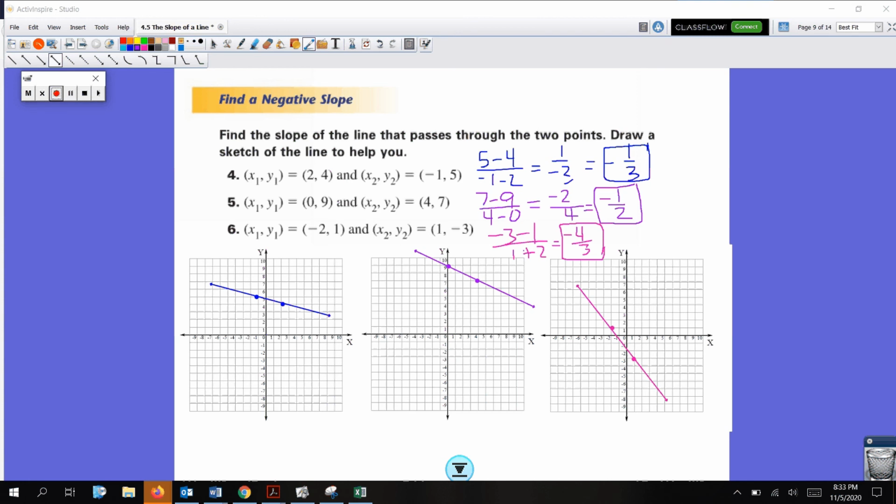So take a look at these graphs. They're a little different than the last 3 because now if we go left to right and we were reading a sentence, we're going to be going downhill. So clearly you can see that it is a negative slope.